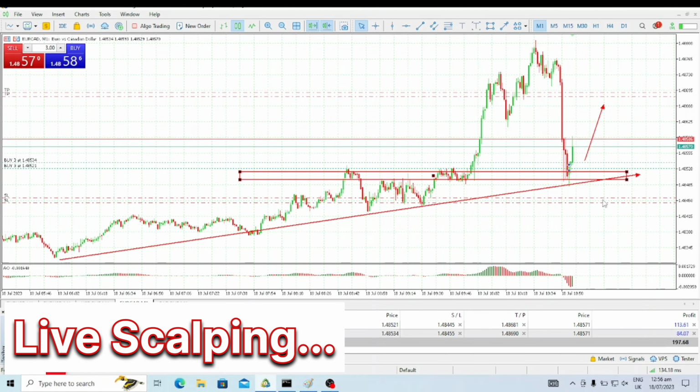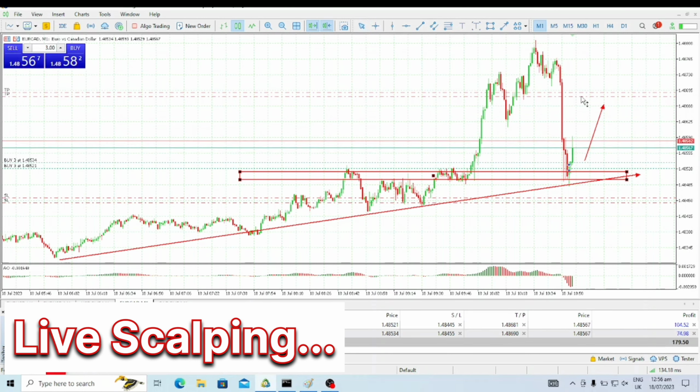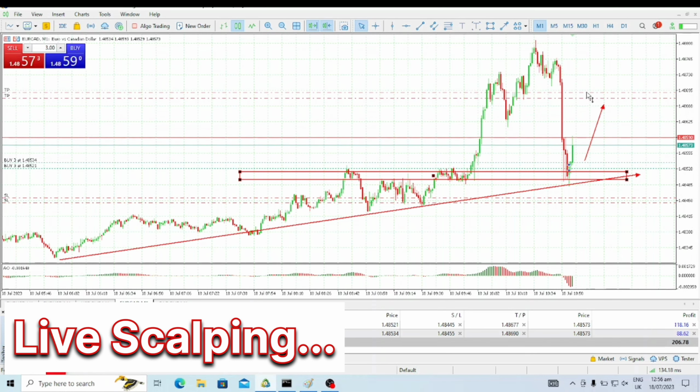So I can see that both the horizontal and the trend line are meeting, so that zone is a very, very important zone. So I just wanted to take the trade here. That's why I took the trade here.